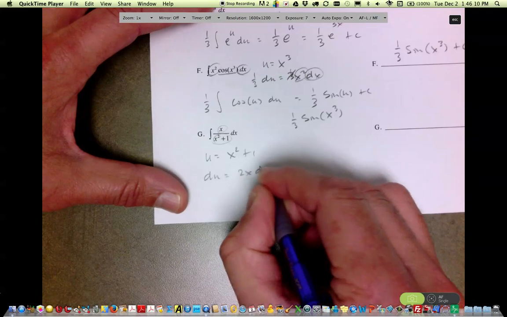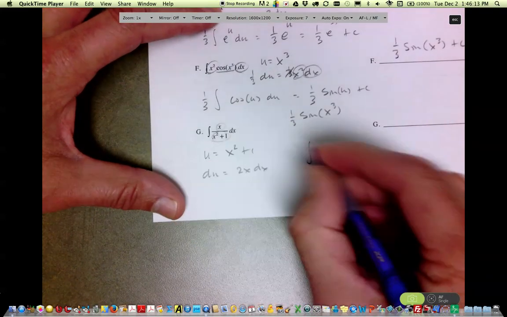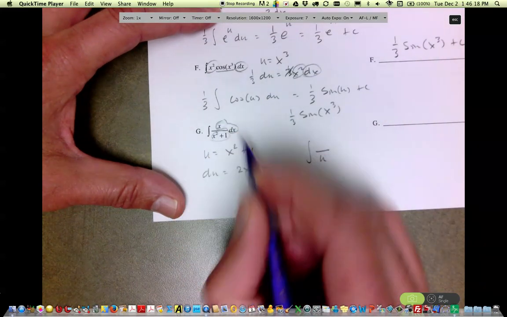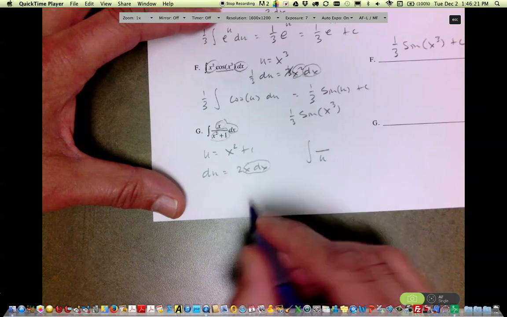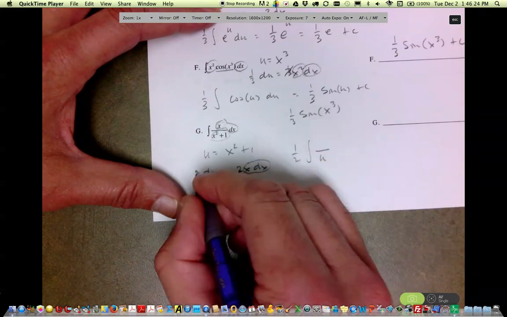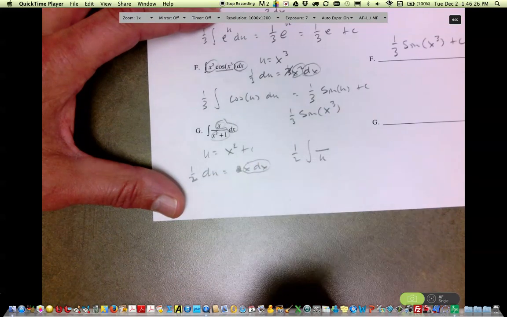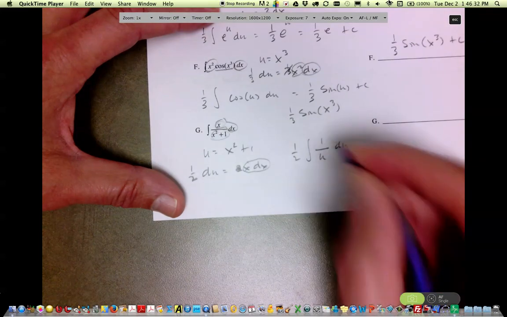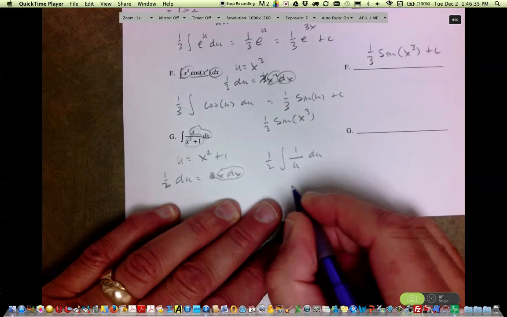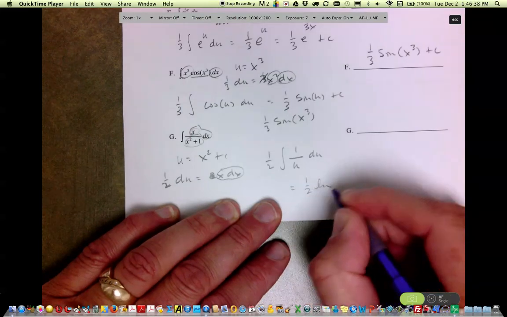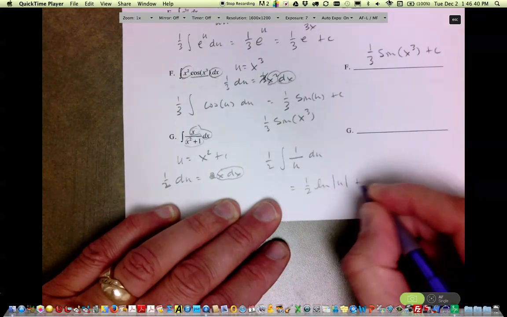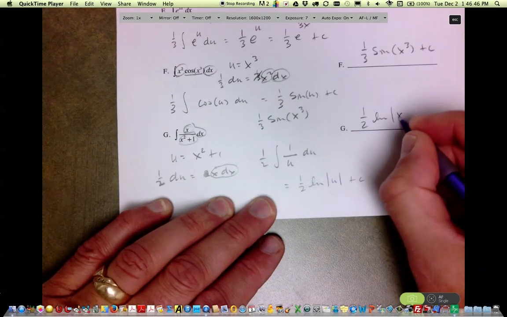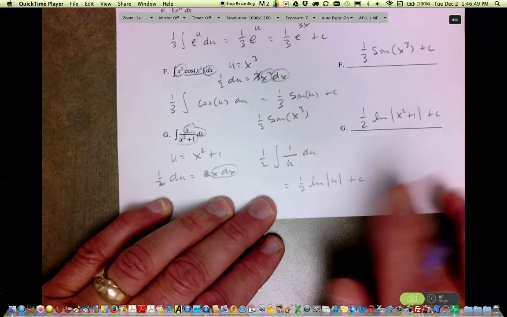du is going to be 2x dx. Substitute back in, the denominator is u, and then I've got this x times dx left over, and I've got x times dx here. So if I take this equation, just multiply both sides by 1/2, we'll have that. And then x times dx is the same thing as just 1 times du. So this is going to give me 1/2 natural log absolute value of u plus a constant. So 1/2 natural log absolute value of x squared plus 1 plus a constant.